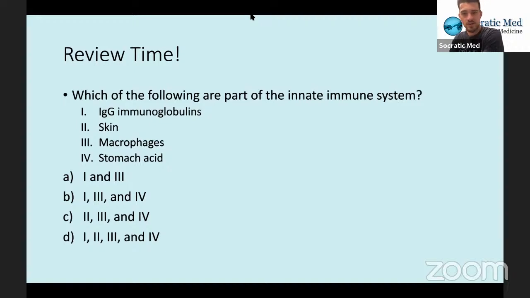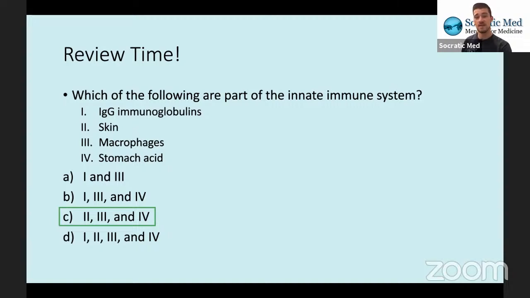All right, take another 5 seconds. I'm going to close the polls. Okay, so it looks like 100% of you said C, which is cool because that's the answer. Great job. So which of the following are part of the innate immune system? Pretty black and white. The IgG immunoglobulins come from B cells, which are adaptive immunity. They're cells from the adaptive immune system. So one is incorrect. And from there, you can pretty much just cross out A, B, and D.